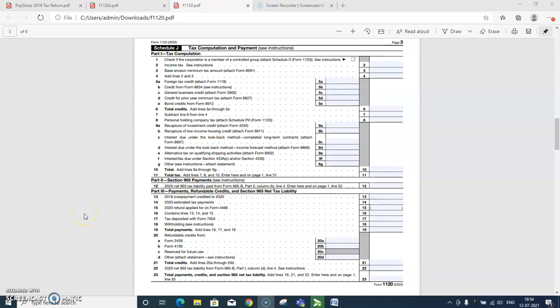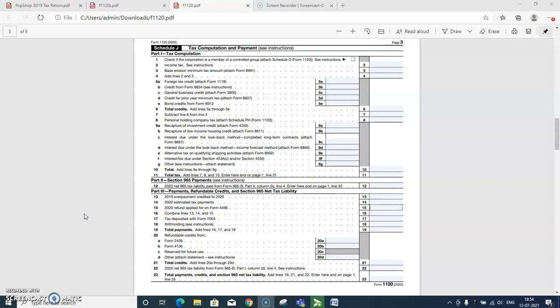Hello everyone. Today we are going to discuss Schedule J of Form 1120. Schedule J is about tax computation and payments, as you can see, and it consists of three parts. Part 1 tax computation, Part 2 Section 965 payments, Part 3 payments, refundable credits, and Section 965 net tax liability.